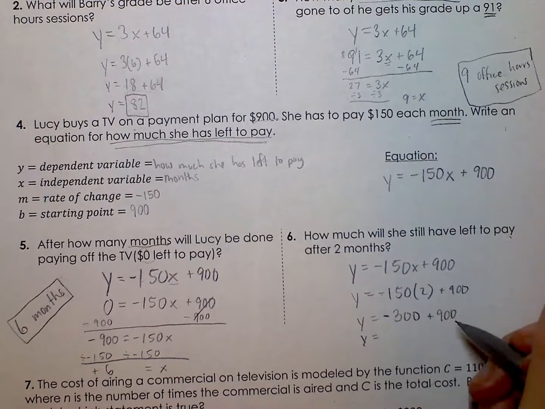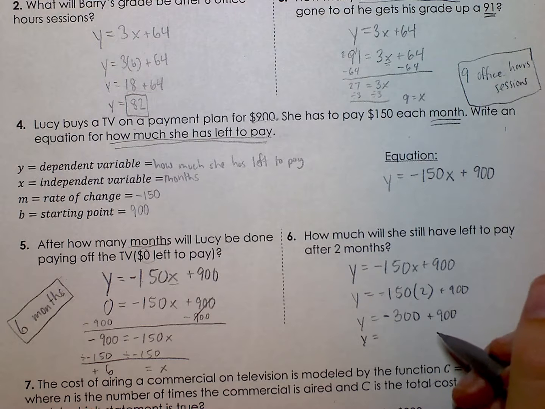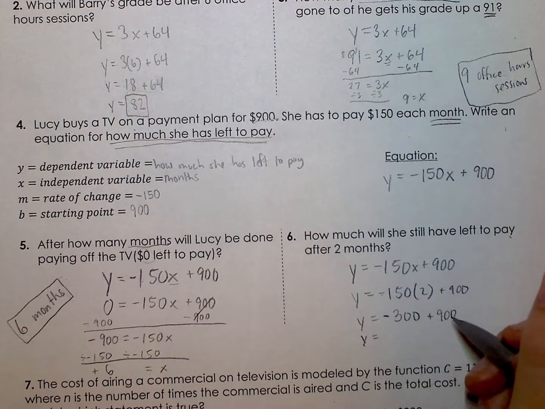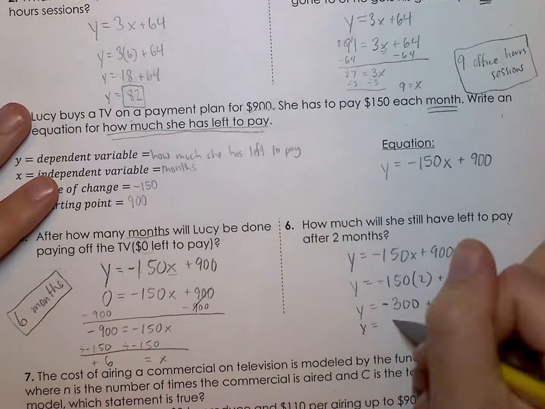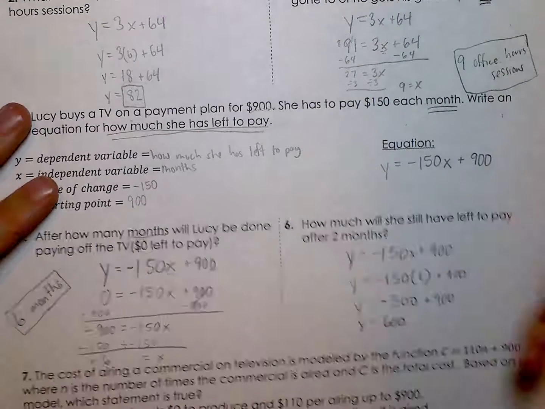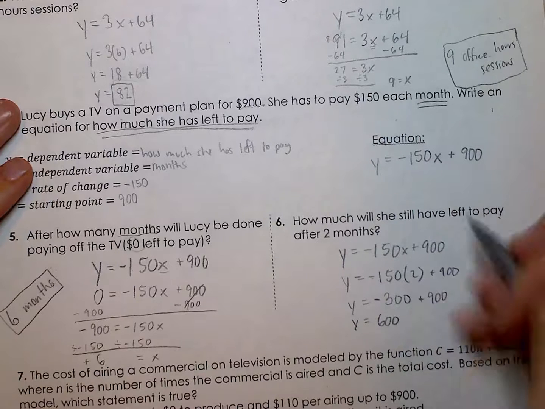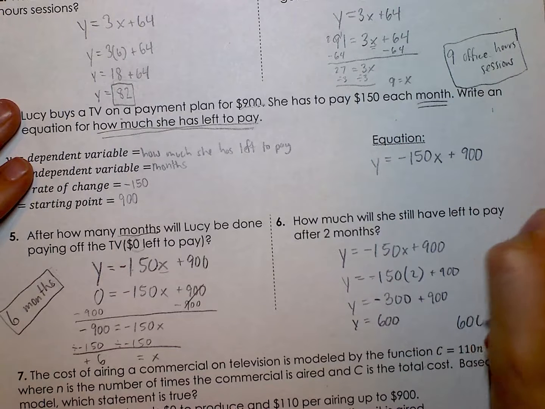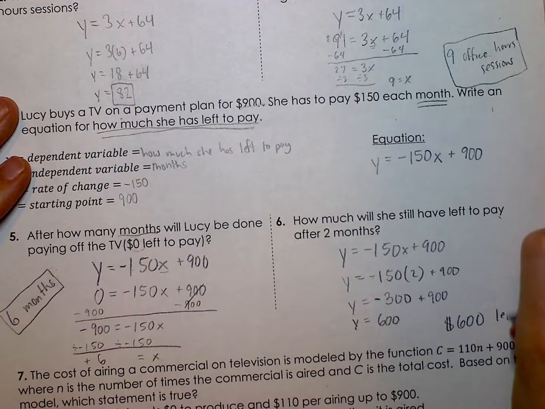It's the same as 900 minus 300. Well, let's see. So 9 minus 3 is 6. So 900 minus 300 is 600. So, and it's how much will she have left to pay? So it's $600 left.